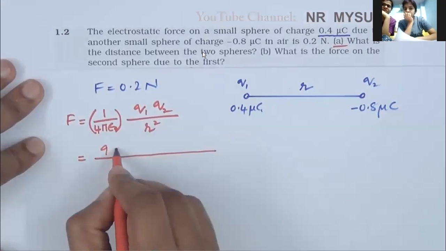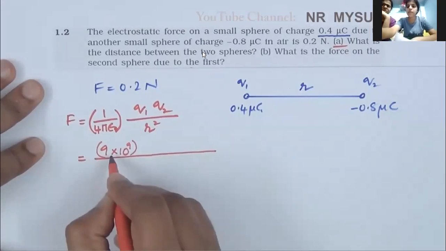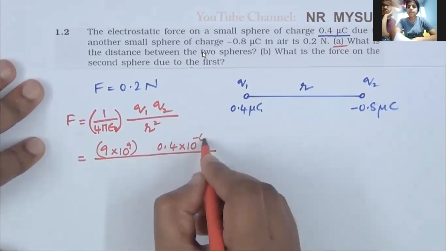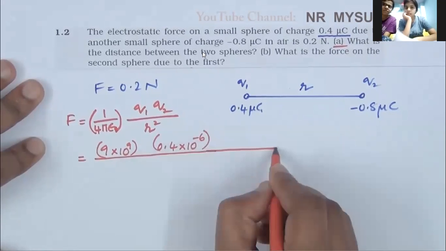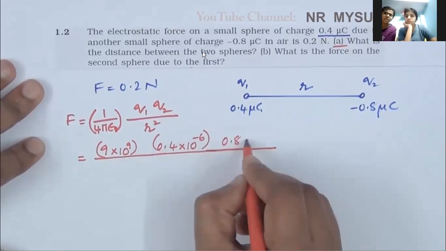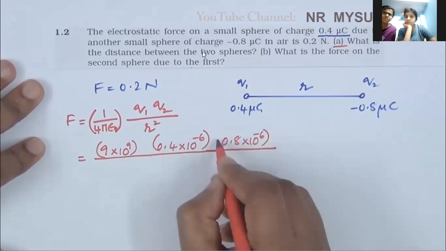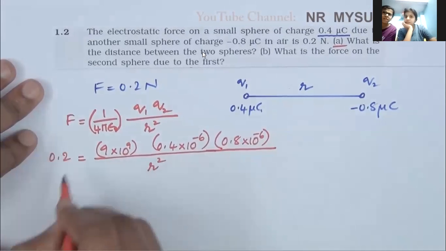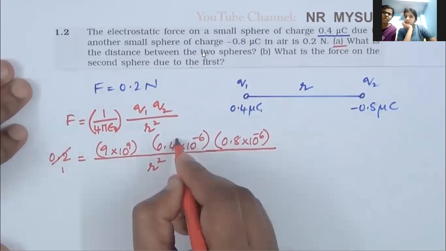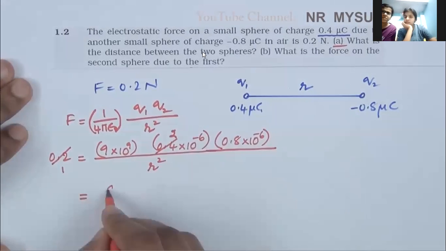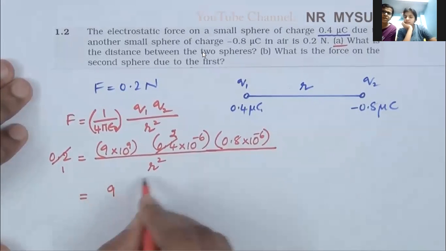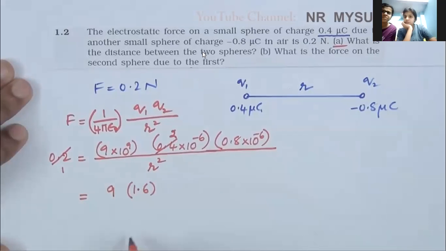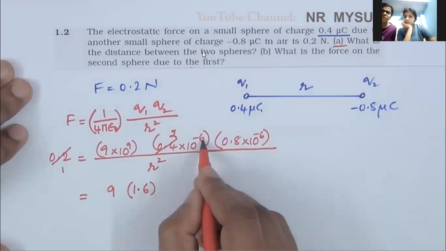9 × 10^9, 0.4 × 10^-6 first charge, 0.8 × 10^-6 second charge. Distance is r squared. Force is 0.2, so 0.2 = 9 × 10^9 × 0.4 × 0.8 × 10^-6 × 10^-6 divided by r squared. 0.8 into 2 is 1.6.